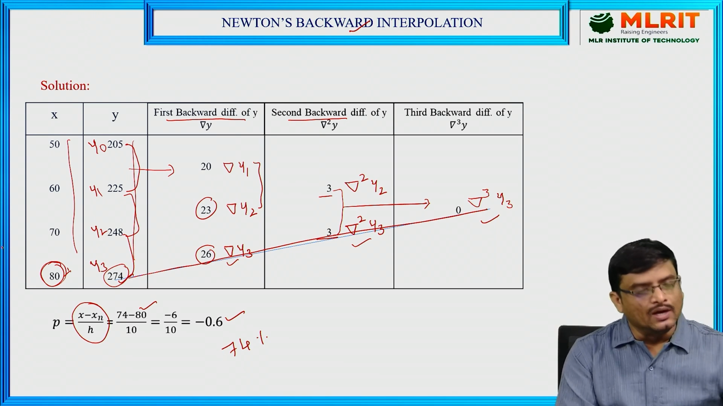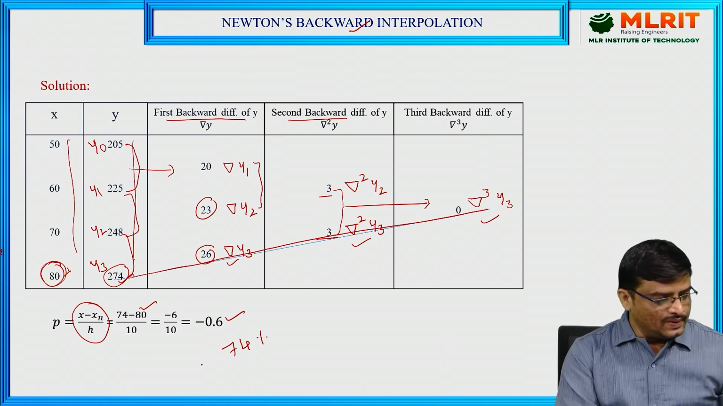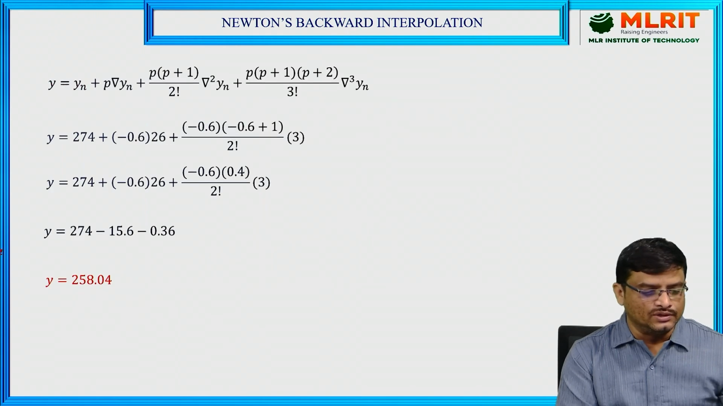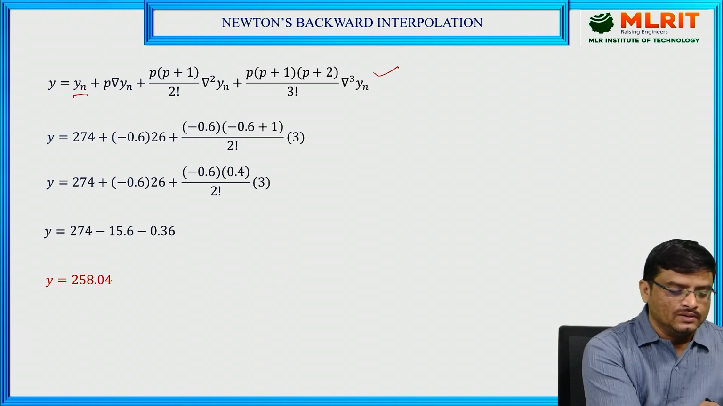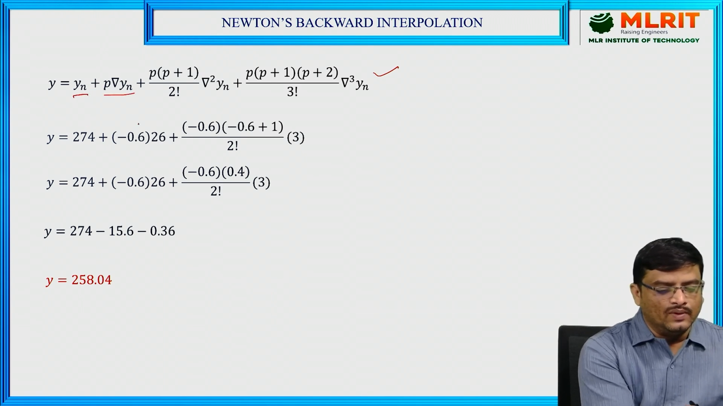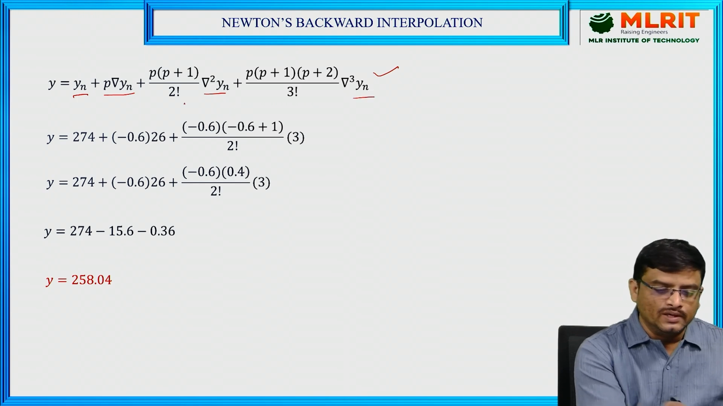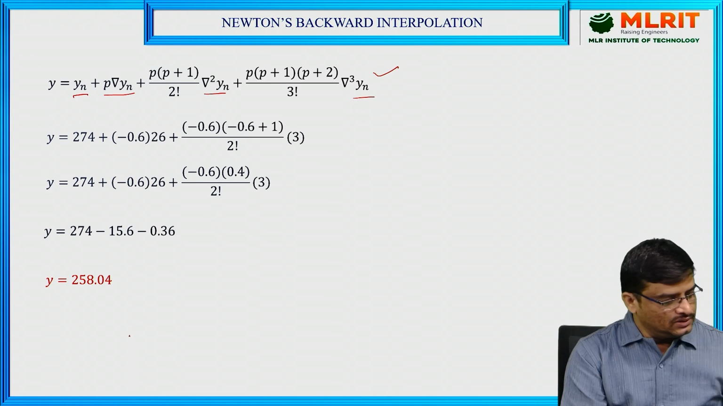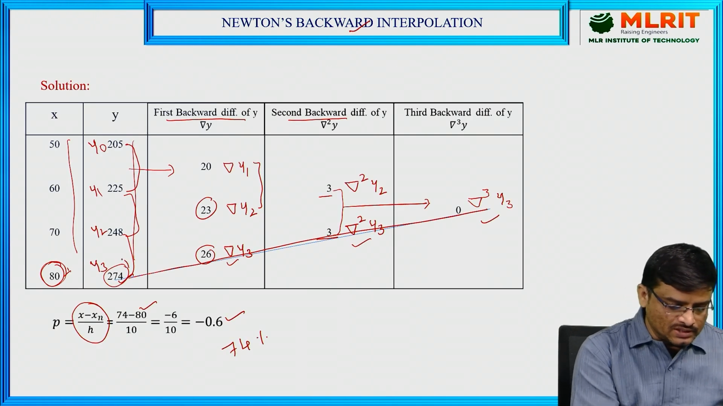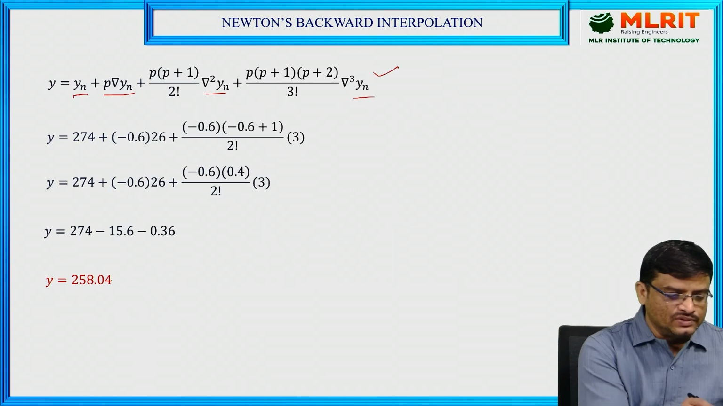Now we have completed the backward difference table, and we got this p value. Now we are ready to take the formula of Newton's backward interpolation. This is our formula: yn plus p into del yn, plus del square yn, plus del cube yn. Yn is nothing but the last value, the last value in the y column of the table. So we'll substitute those values here.